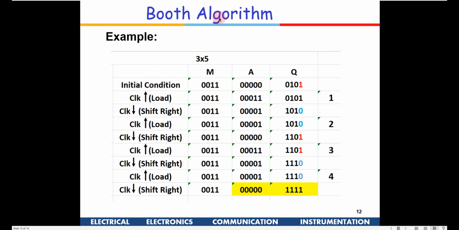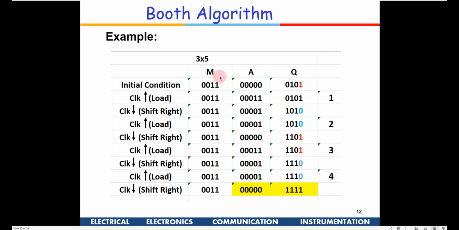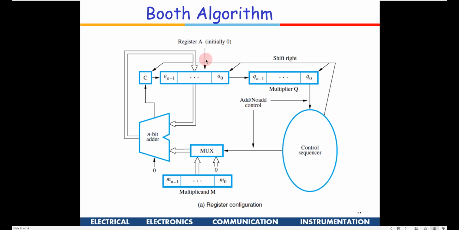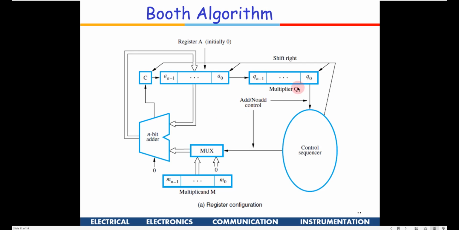Okay, so let's take one example. Suppose initially A is all 0, so this is all 0. I am doing 3 into 5, so in M I am putting 3, and in Q I am putting 5. I put 3 here and I have put 5 here.